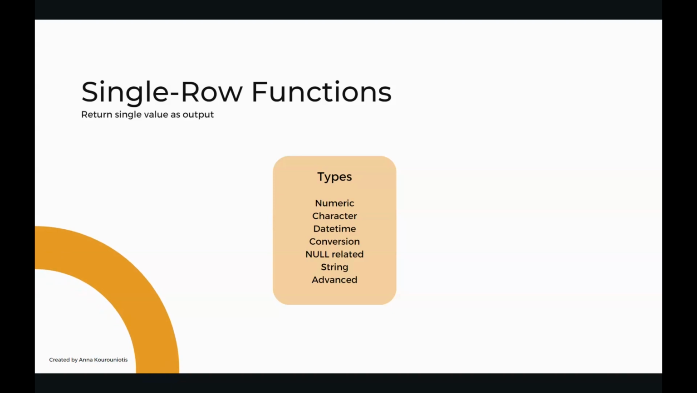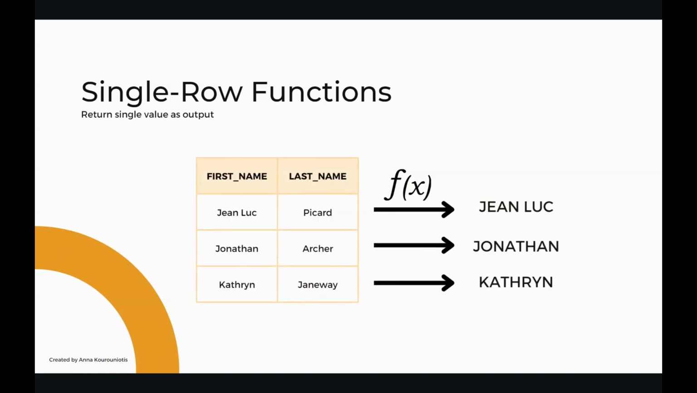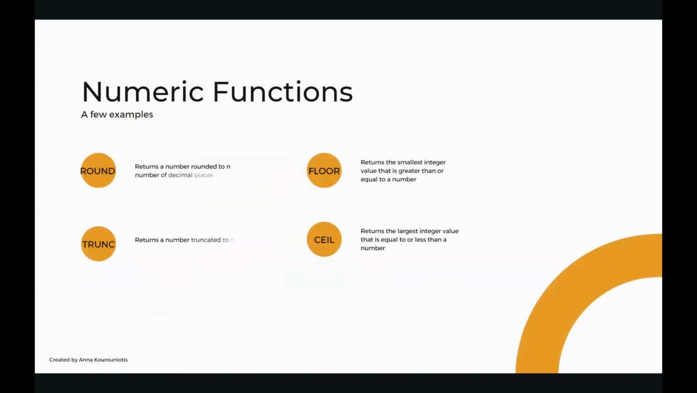These are the main types of single row functions available in PS Query: numeric, character, datetime conversion, string, and advanced. Let's look at an example. Using the uppercase conversion function on the first name column in our table, we'll return the first name into an uppercase variation. This function will be applied on an individual row or cell and return a single output per row.